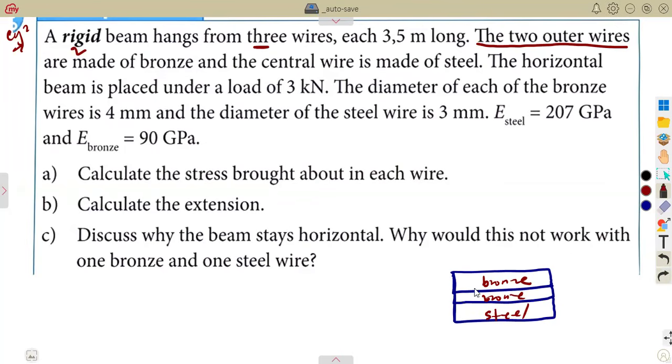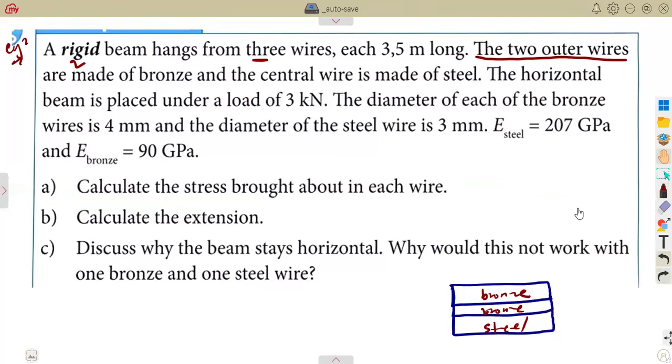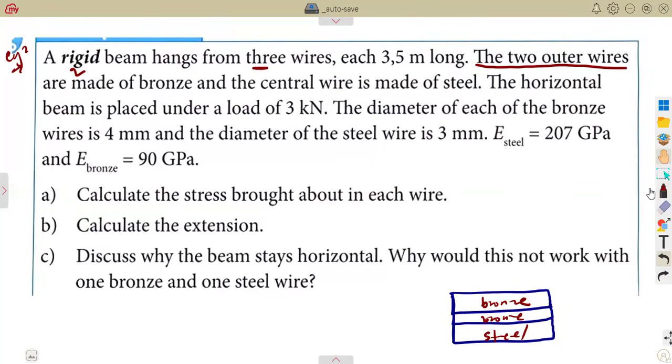So having the same length means this combination we are given is connected in parallel. It cannot just happen otherwise; they will definitely have the same extension. There are 2 bronze wires, so in terms of the area, I'm going to multiply by 2 because there are 2 of them. The horizontal beam is placed under a load of 3 kilonewton.